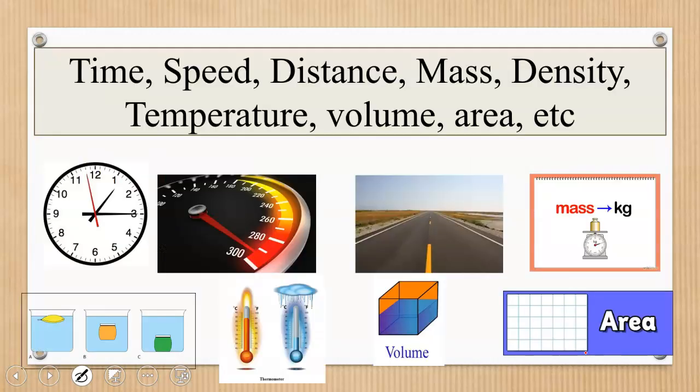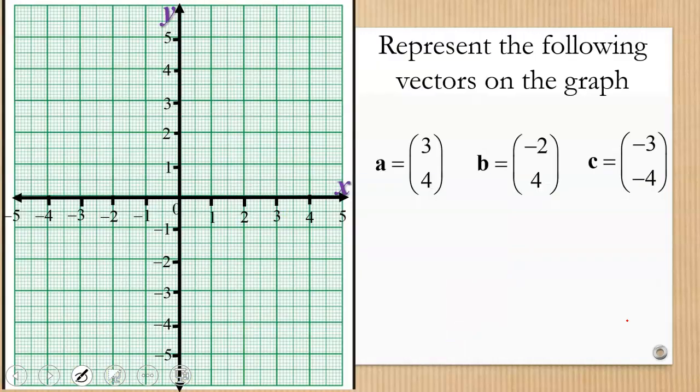For example, if I talk of time, I can tell you that since I started this video, I've spent 1 minute 50 seconds. That is the time, that is the magnitude, but there's no direction where it is going, and so it is a scalar quantity. Then we talk of speed, distance, mass, density, temperature, volume, area. They are all physical quantities, but they can be described as scalar quantities. Good. Now, I want to concentrate on the vector quantity and learn how to represent vectors graphically.